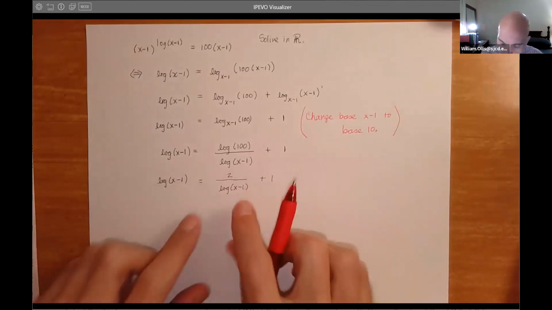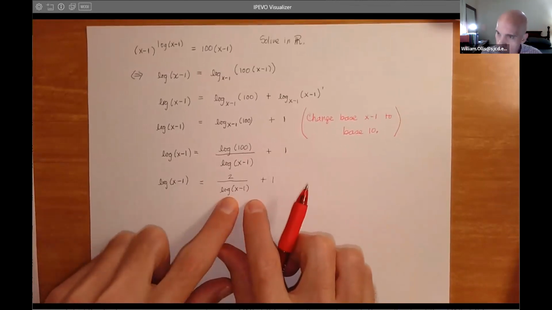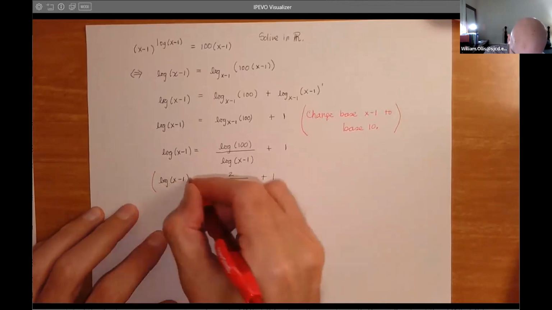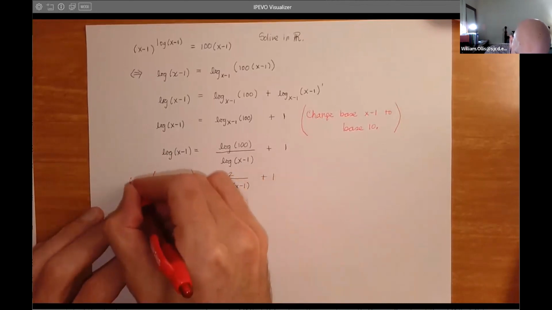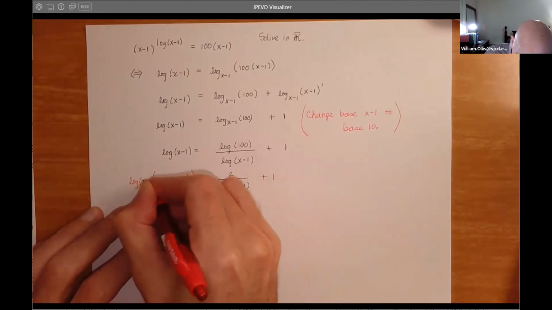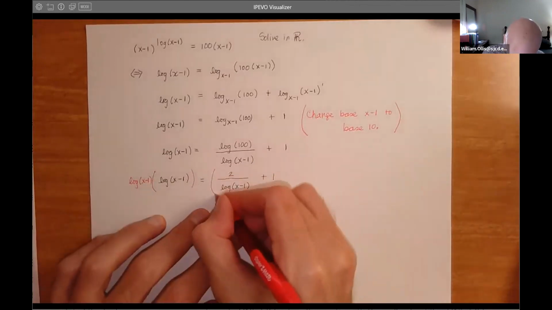So now we're like at the first week, we want to clear the denominators. So we're going to multiply both sides by the log of x minus 1. Do the same here.